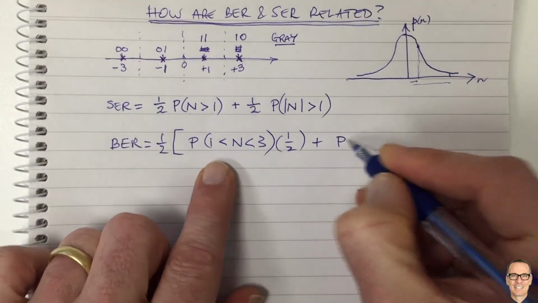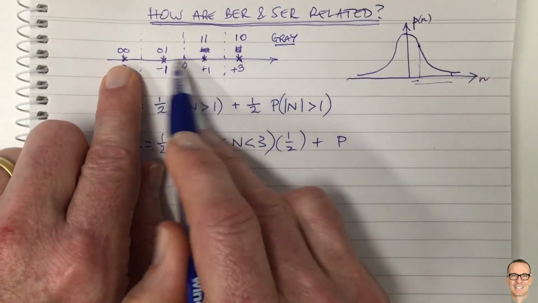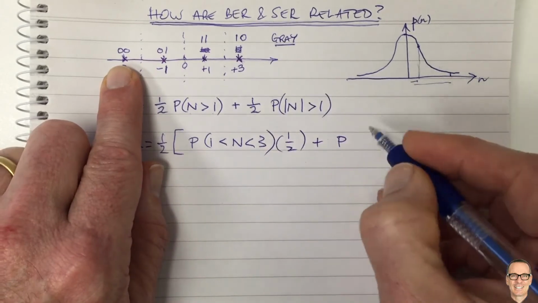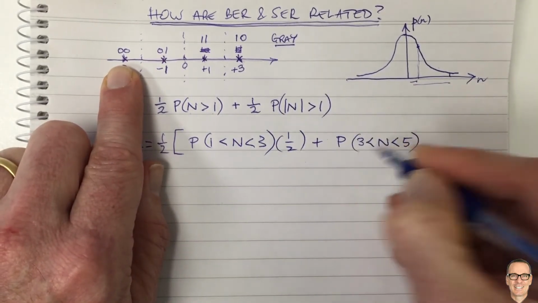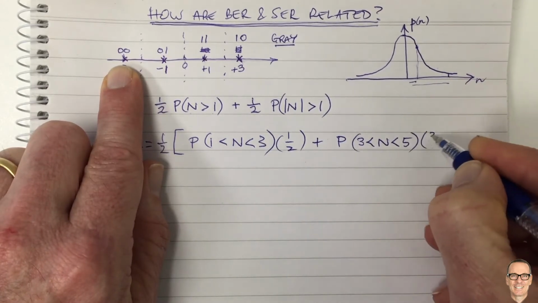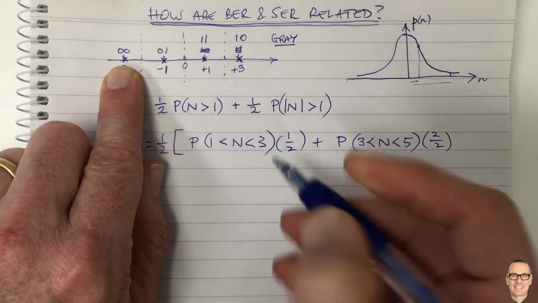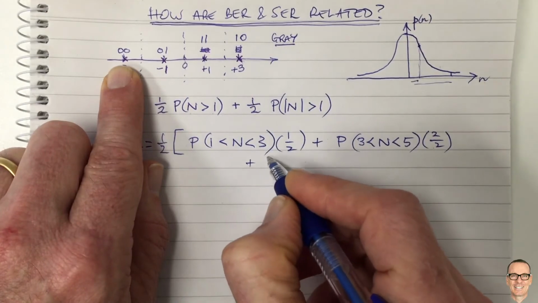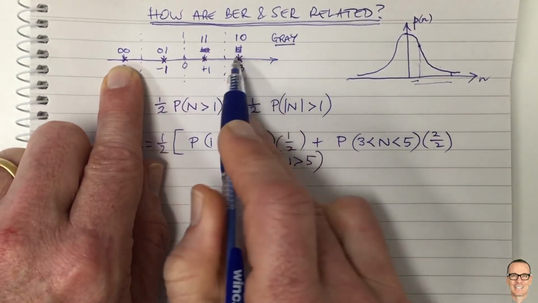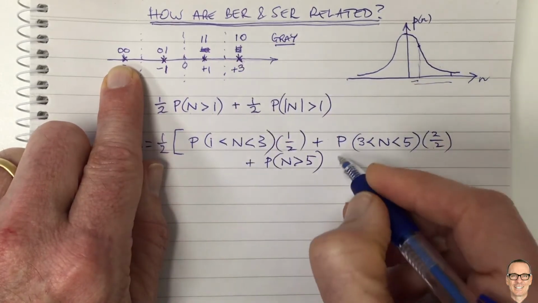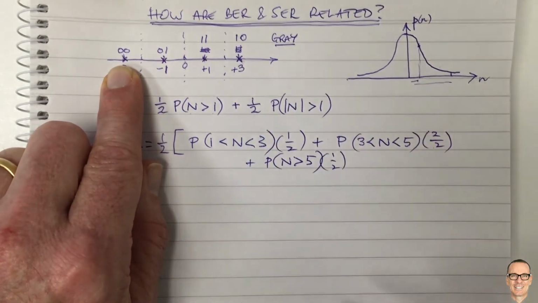Plus the probability that we've been sent even further, that the noise has made us go up here, and that is where the noise is bigger than 3 but less than 5, and in that case we're making 2-bit errors out of 2. Plus the probability that the noise is bigger than 5, and that means we'd be receiving over here, in which case we're only making 1-bit error again.